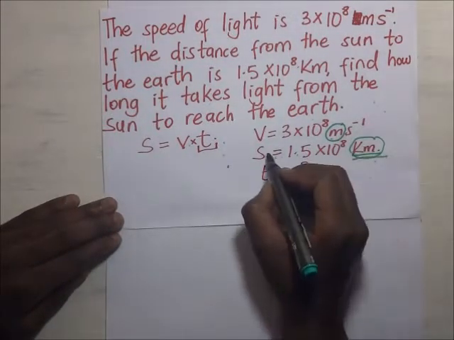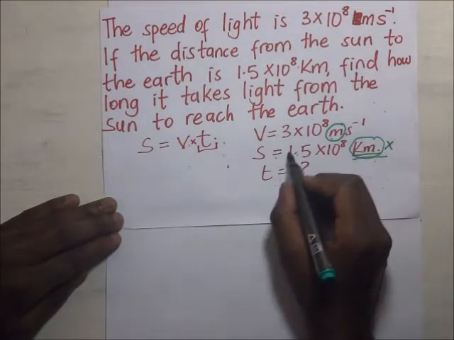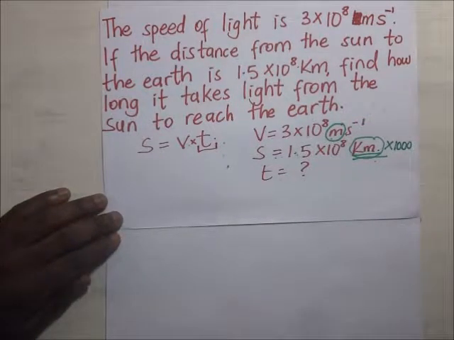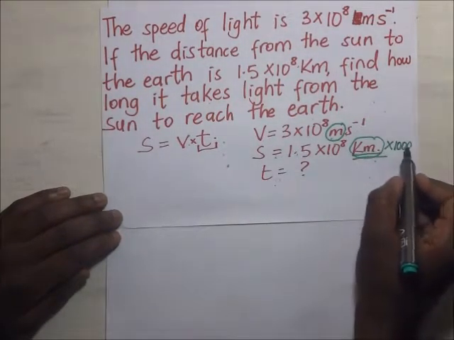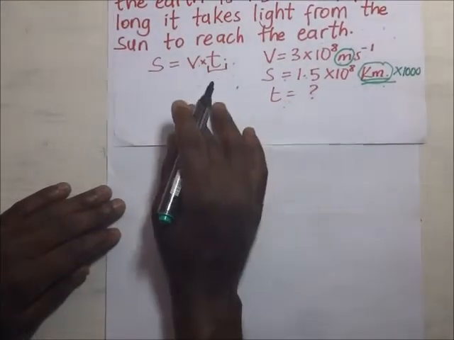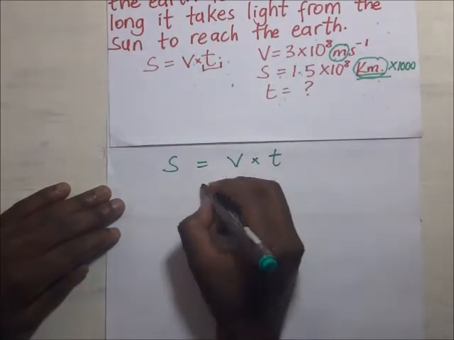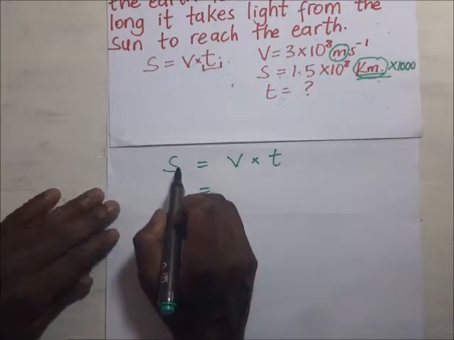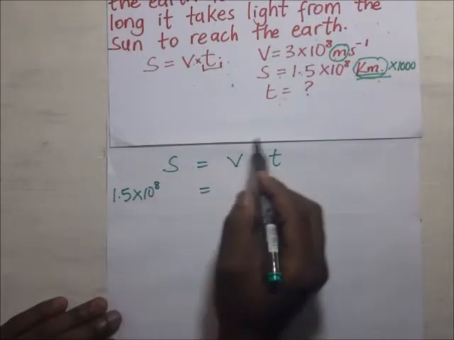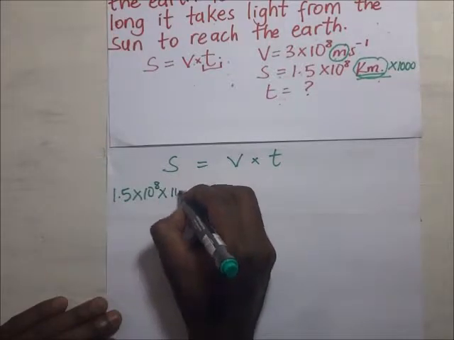So converting this distance from kilometers, we are going to multiply it by 1,000. Of course, when we multiply that by 1,000, it turns to meters. So when we continue with our working, we know that distance is going to be speed times time. And definitely our distance here is 1.5 times 10 to the power 8, but we are converting these kilometers to meters, so it becomes times 10 to the power 3 as well.